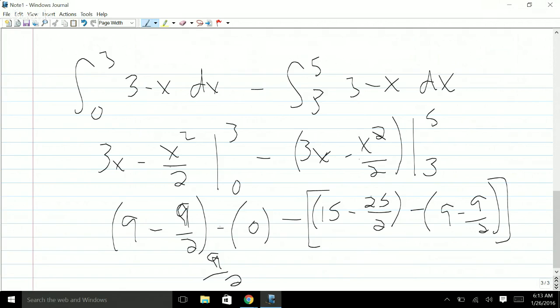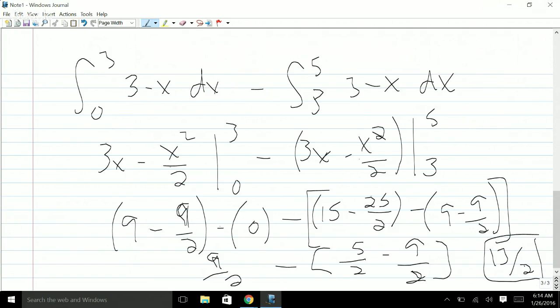Okay, so that's 30 over 2, so we get 5 over 2. And this one is 9 over 2. Okay, that's negative 4. So 9 plus negative 4, the answer is going to be 13 over 2. And hopefully I got that right. Notice it's much bigger than the previous answer of 5 over 2.